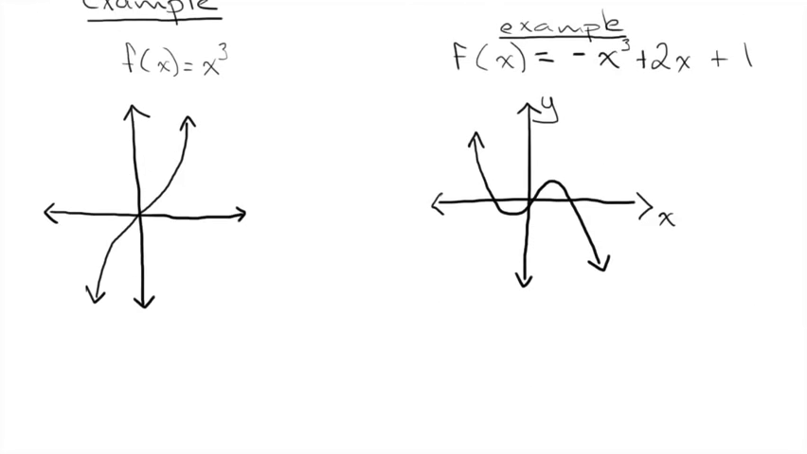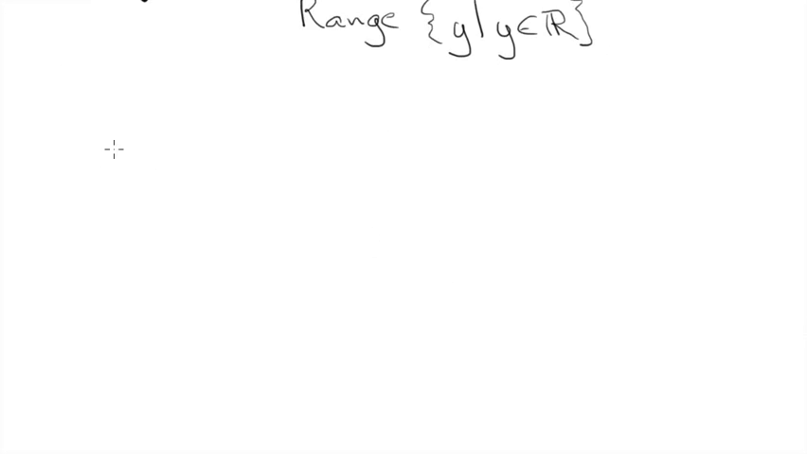But notice that in both cases, the range is still the set of all real numbers. Right? We go up forever, and then we go down forever over here. Or up forever, down forever. So it covers all the y values.